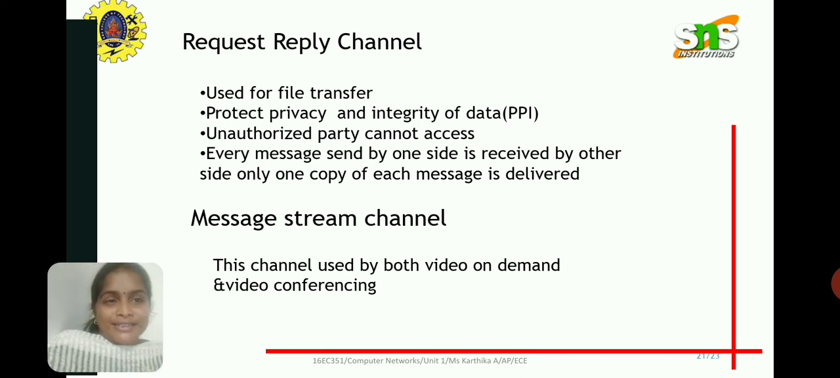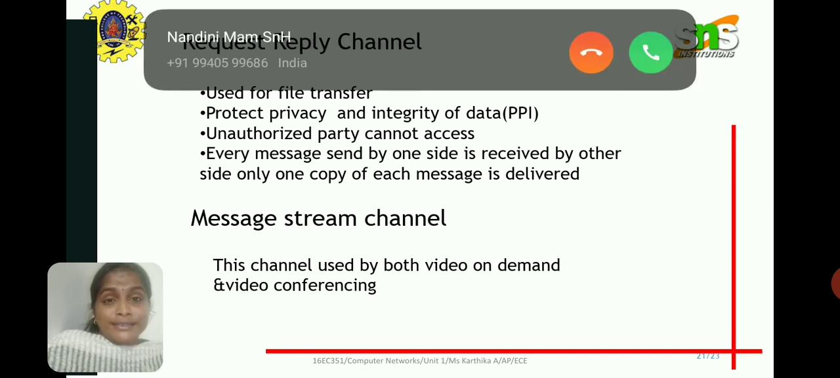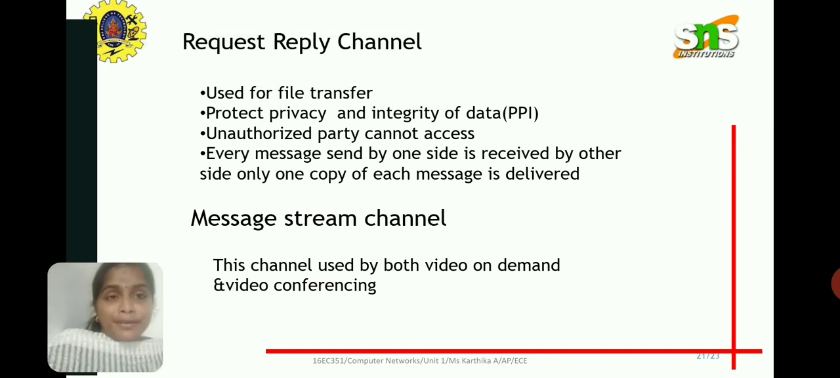An unauthorized party cannot access it because it is a request reply channel, and every message sent by one side is received by the other side. Only one copy of each message is delivered. It should not go with any uninterrupted service or move to an inoperable state either. So we use a request reply channel. And we have a message stream channel. This channel is used by both video on demand and video conferencing. Normally we are using it in this pandemic situation.